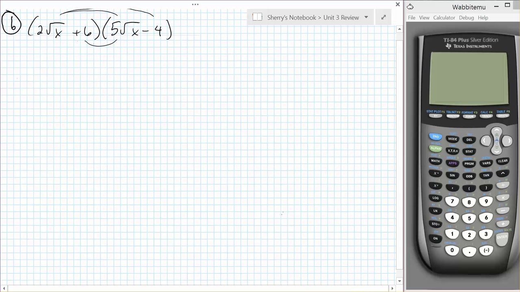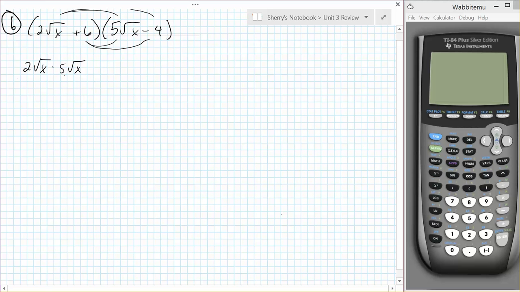So we're going to have to multiply that 2 square root of x by everything in the second set of parentheses, as well as the 6 by everything in the second set of parentheses. So when we start, we're going to have to multiply 2 square root of x times 5 square root of x. And when we do that, let's just write it this way, 2 square root of x times 5 square root of x.